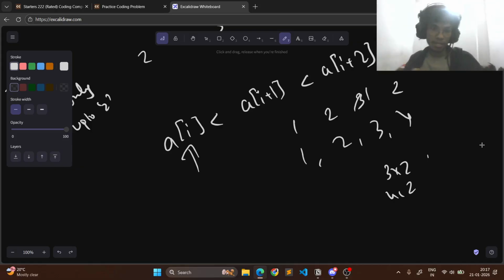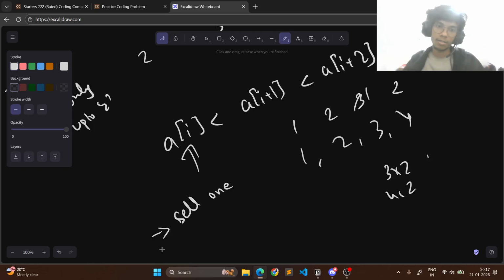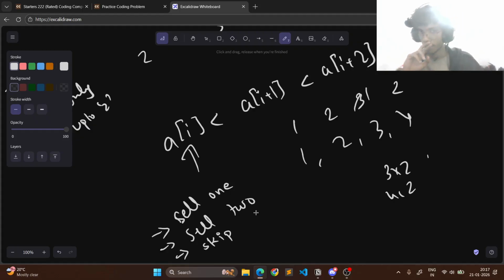So at each particular index we have 3 choices. Either we could sell 1, or we can sell 2 if there are 2, or skip, so do not sell. So we have 3 options at each particular index. Yeah, so this is like a DP, but I'm not going there since this is the C problem. There must be something easier.